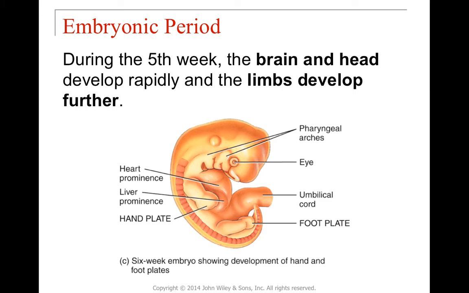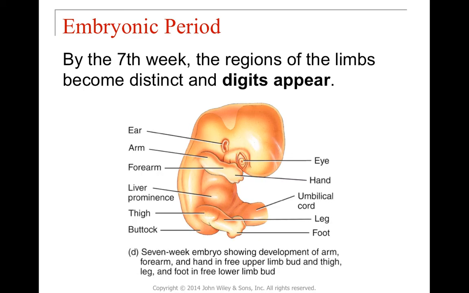The limbs are going to further develop. Remember, we previously just had limb buds. Now we have hand plates and foot plates. Again, these are the pharyngeal arches that are eventually going to become the throat. We have a second prominence here, this liver prominence, which is going to pouch off. It's going to be the region where obviously the liver is going to develop.